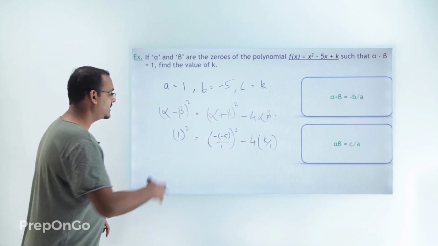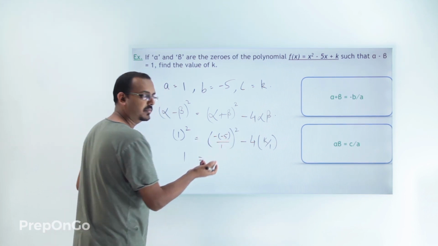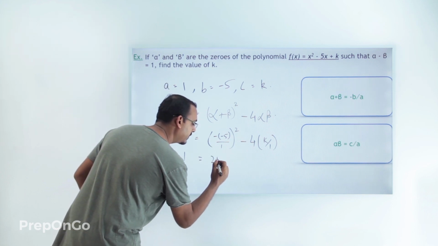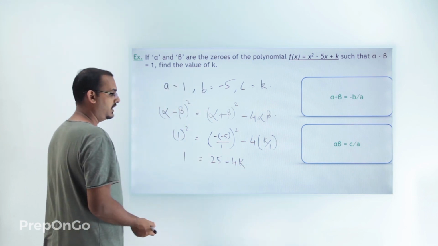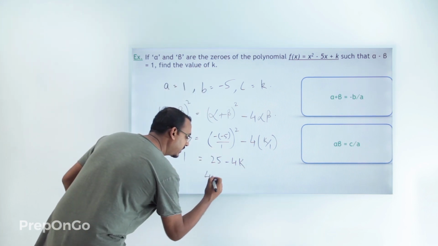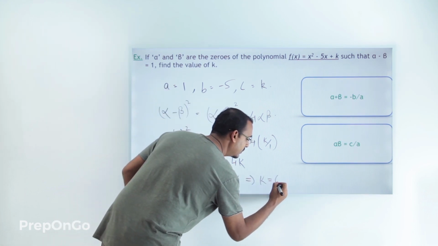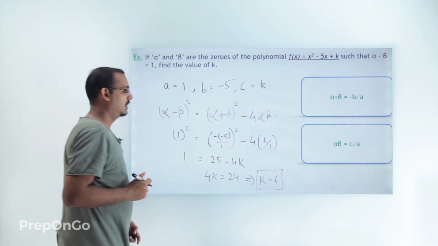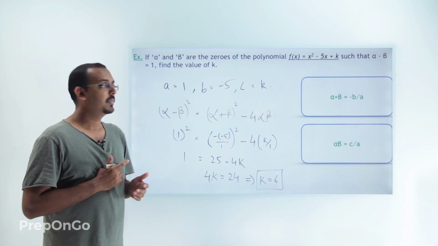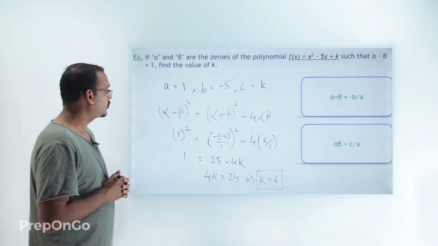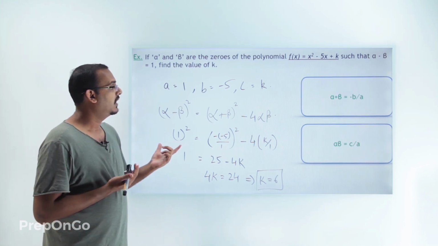right? So if we simplify this further, we get 1 is equal to, so minus into minus 5 is plus 5 and 5 square is 25, minus 4 times k. If we simplify this further, we get 4k is equal to 24, or k is equal to 6. So the unknown value that was given to us in the polynomial x square minus 5x plus k is actually 6.